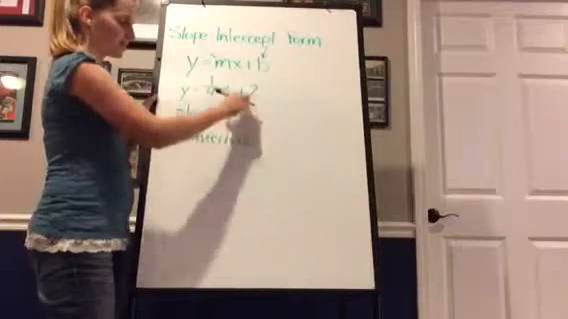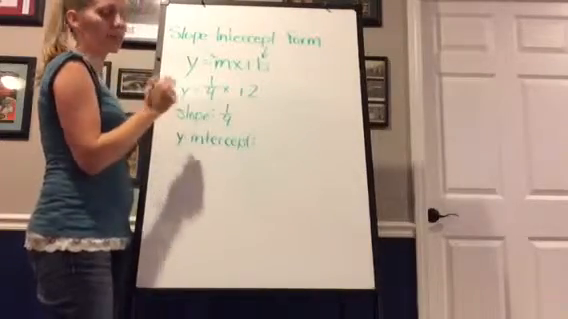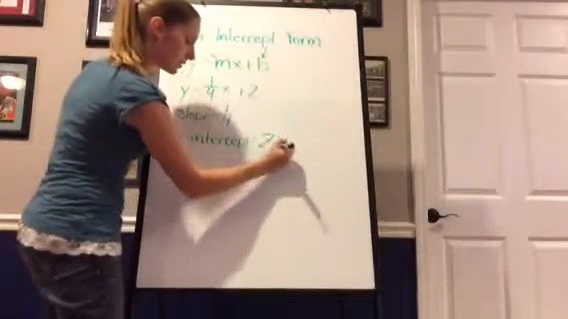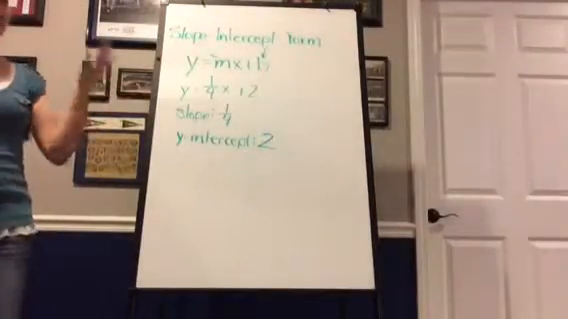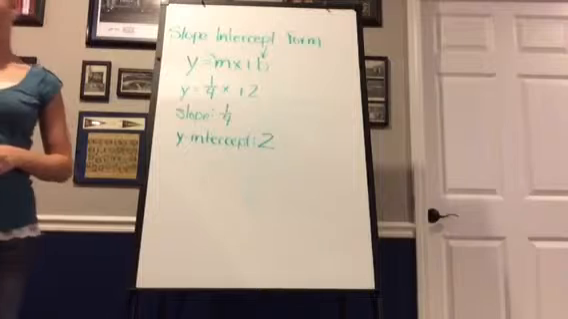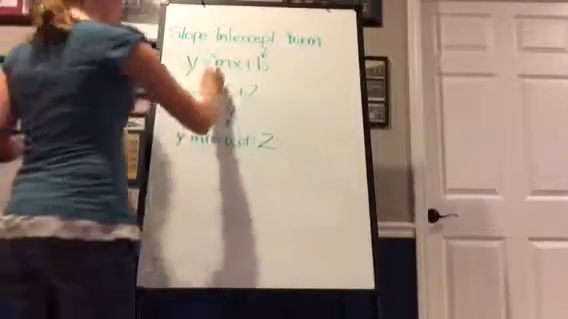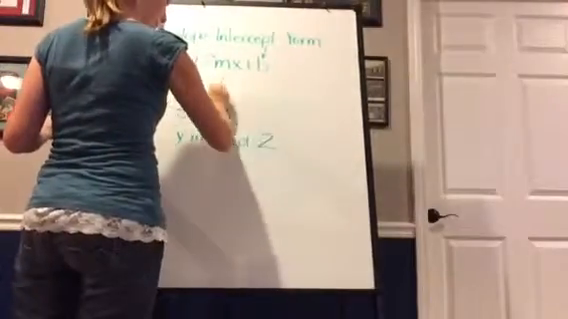And then the y-intercept is the last number. It's a plus 2, so that means it's positive. So my y-intercept is positive 2. And that's our answer. Slope is 1/4, y-intercept is positive 2. All right, number 4.